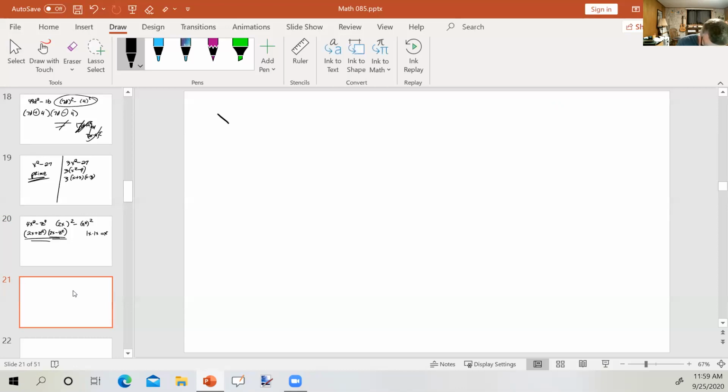Take a look at this. Y to the 4th power minus 625. Okay. So this is a binomial.